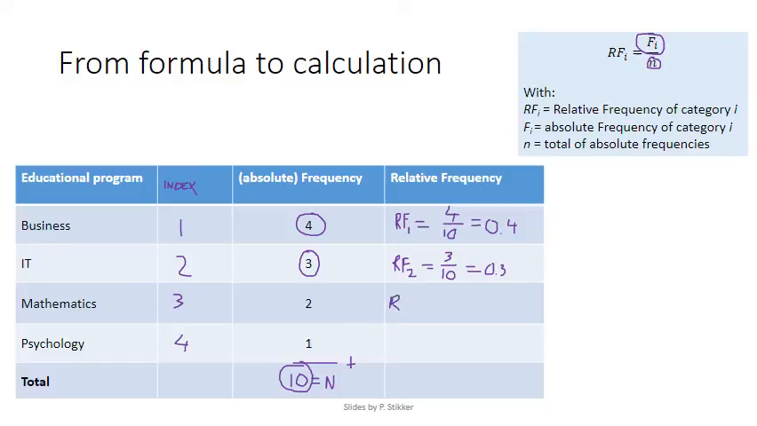For the third category, we get the relative frequency of the third category equals the absolute frequency, which is 2, divided by 10, which gives you 0.2. And then for the last one, the relative frequency of the fourth category will be the frequency of 1 divided by 10, giving you 0.1. You can do a small check whether or not everything was correct, because all of these relative frequencies should of course add up to 1.0, or if you multiplied everything by 100, to 100%.